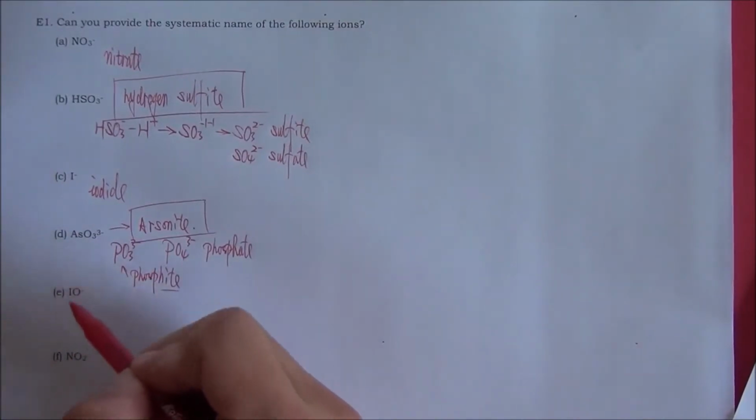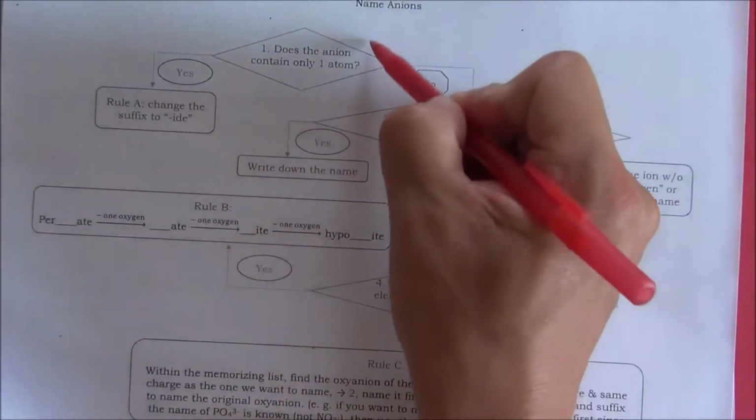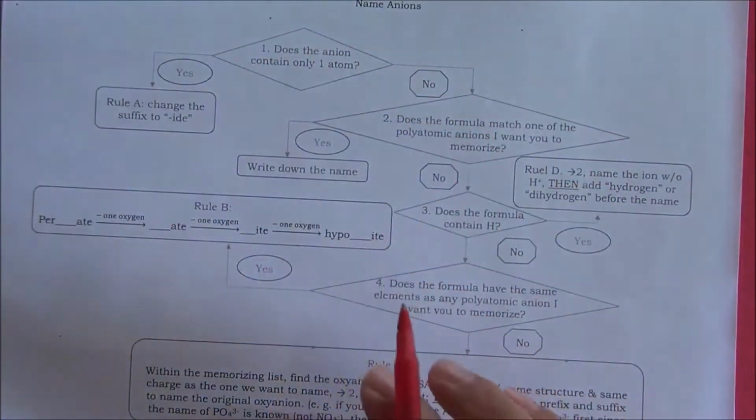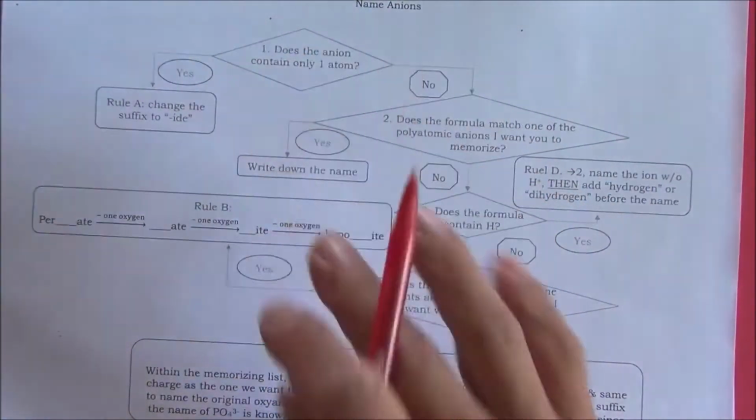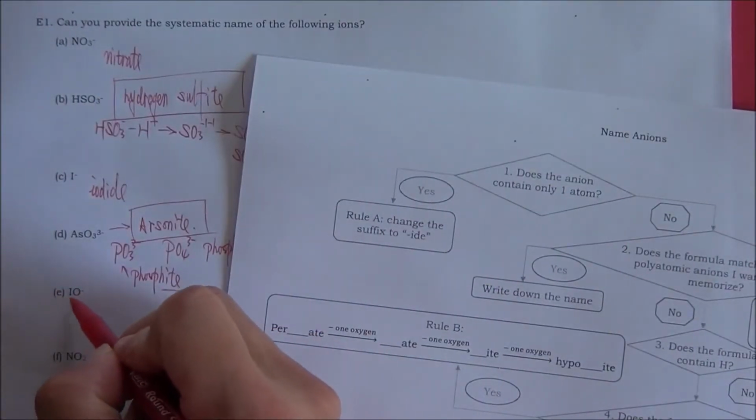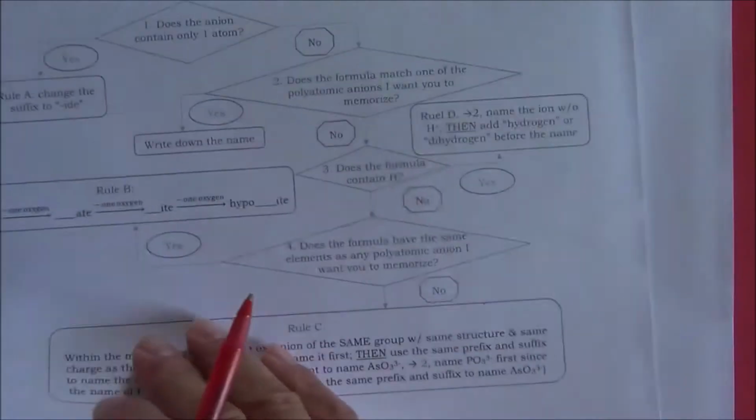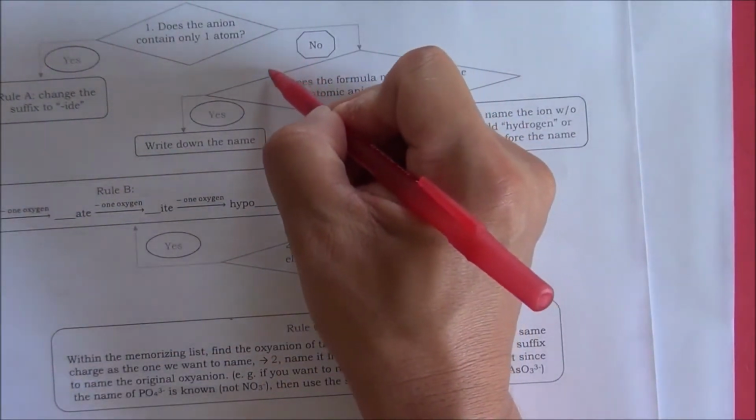Let's look at E. IO minus. Does the anion contain only one atom? The answer is no to question number 1, because it contains 1 plus 1 equals 2 atoms. We proceed to step 2.